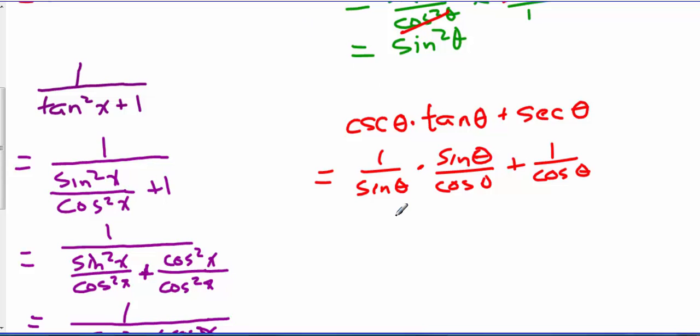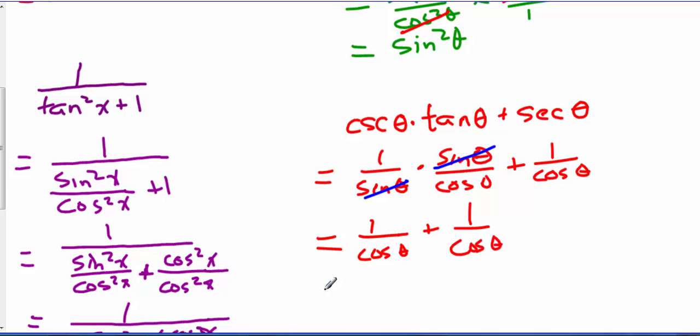At least sort of until I get to the end of the question. So here again, 1 times sine, sine times cos, and I'm dividing. So sine divided by sine leaves me 1 over cos plus 1 over cos theta, which is 2 over cos theta.